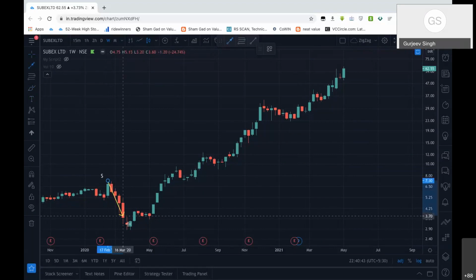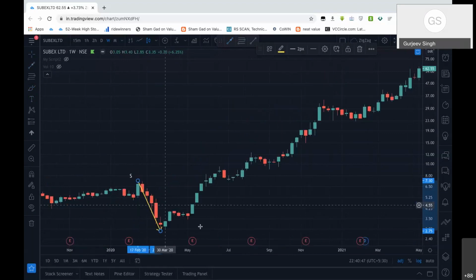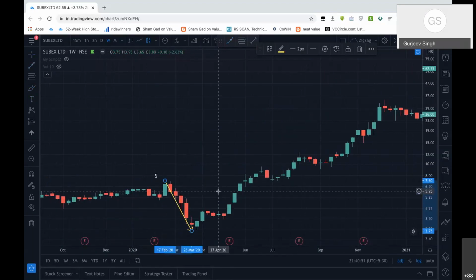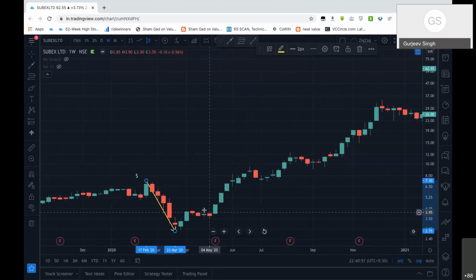Suppose this is my corona fall and this is a valid point. Okay, now find me a valid point. This is a weekly chart. Same rules. Okay, find me the point. Is this a valid point? Same rules.